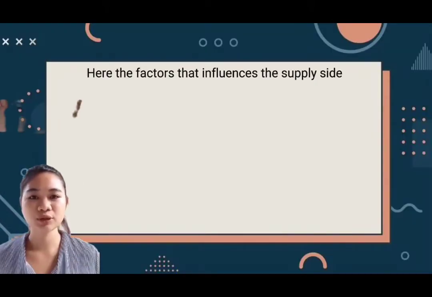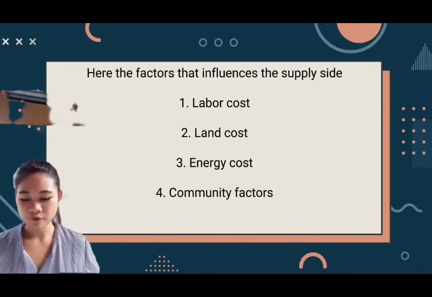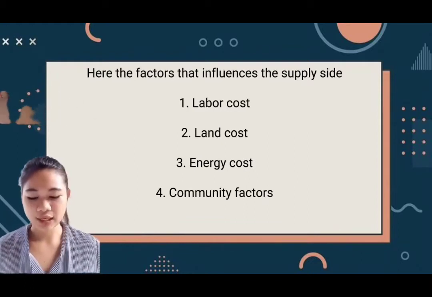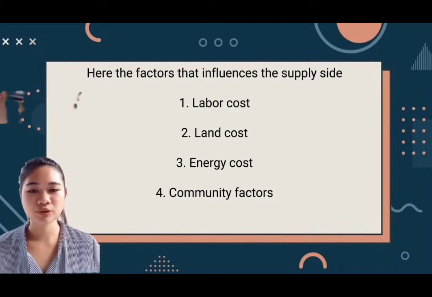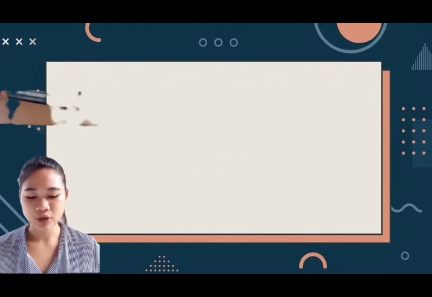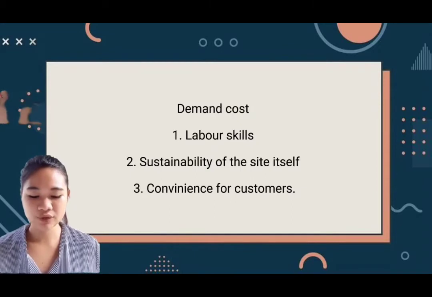Now let's proceed to the factors that influence the supply side and the demand side. For the supply side, we have labor cost, land cost, energy cost, transportation cost, and community factors. For the demand side, we have labor skills, suitability of the site itself, and convenience for customers.